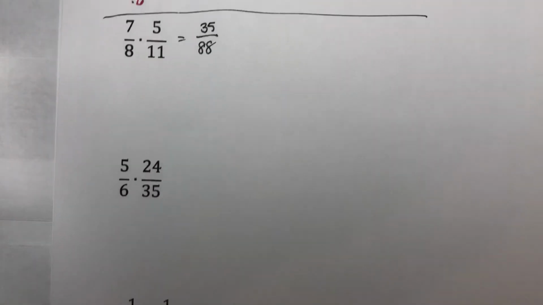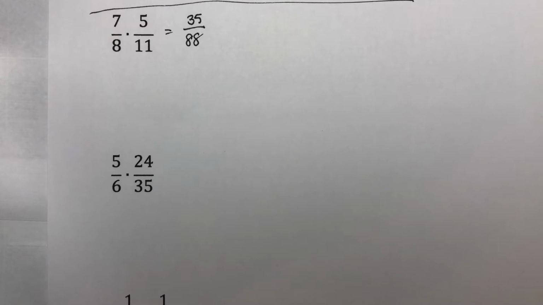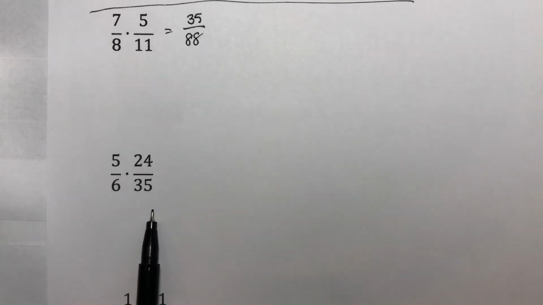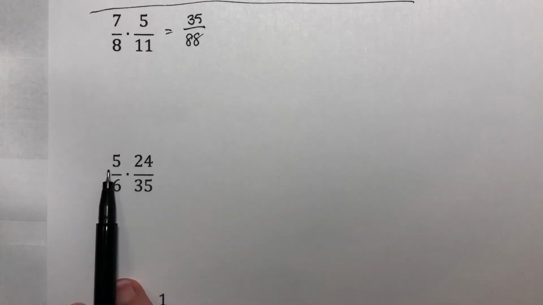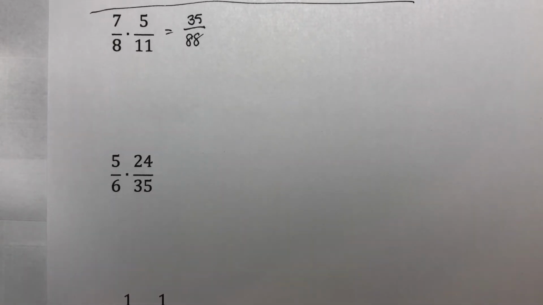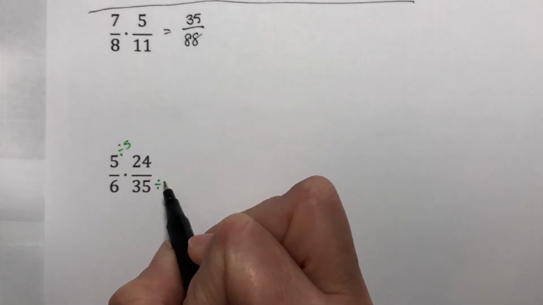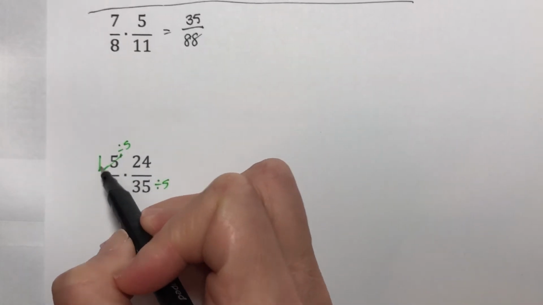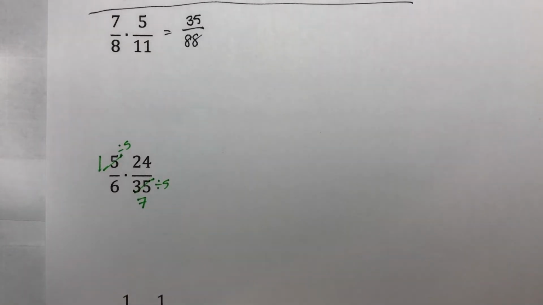Okay. So let's try 5 over 6 times 24 over 35. Now, I can see on the diagonals here that these will reduce. This ends in a 5, that is a 5. If I divide both of these by a 5, this becomes a 1. 35 divided by 5 is a 7.